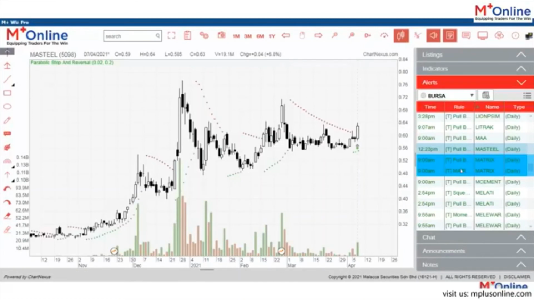So what you can do is put the Parabolic SAR on your chart. Whenever the alert is triggered, you can double check with your trading signal whether they match or not. If they match, then you can consider buying it. Like what happened to Mass Steel? Yes, I clicked on Mass Steel and checked it. Monday it broke the Parabolic SAR, and today it is continuing to break further. I might want to buy it.